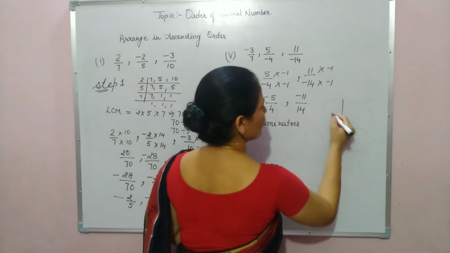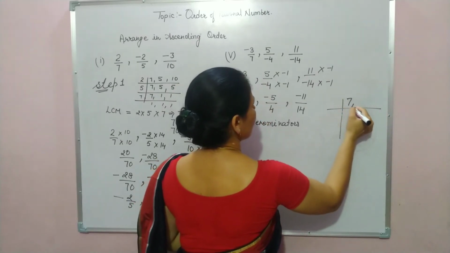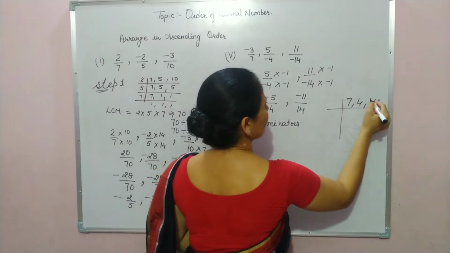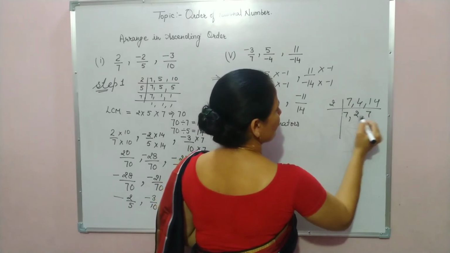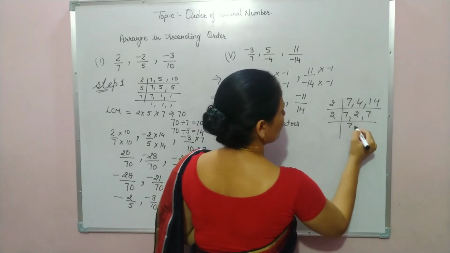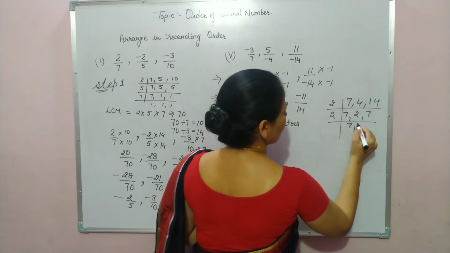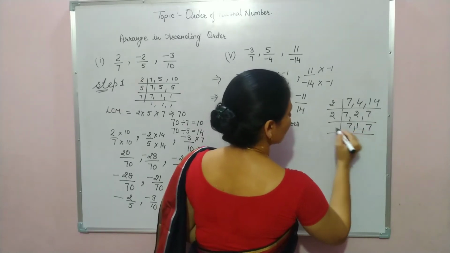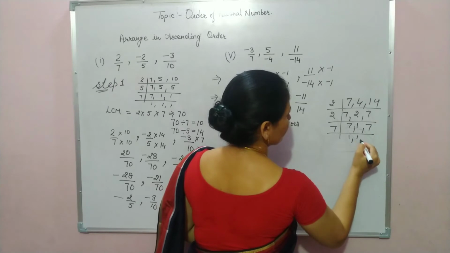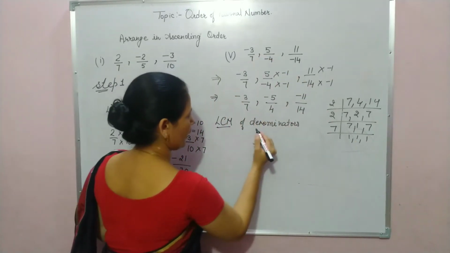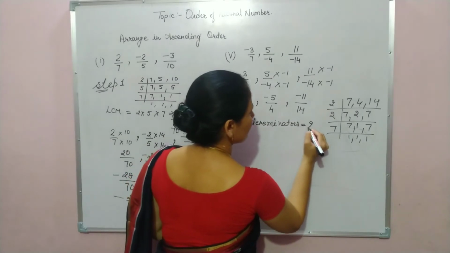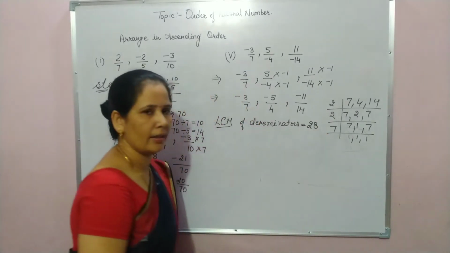Let's take the LCM of the denominators, that is 7, 4 and 14. 7 as it is, 2 twos are 4, 2 sevens are 14. And again 2, and last we try 7. Now the LCM is 7 twos are 14, 14 twos are 28. The LCM of the denominators is 28.